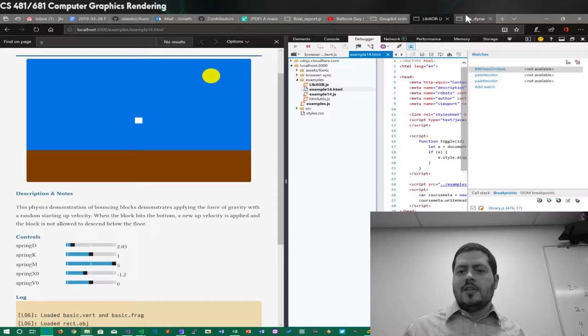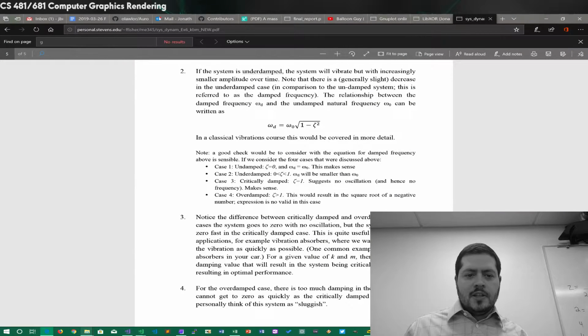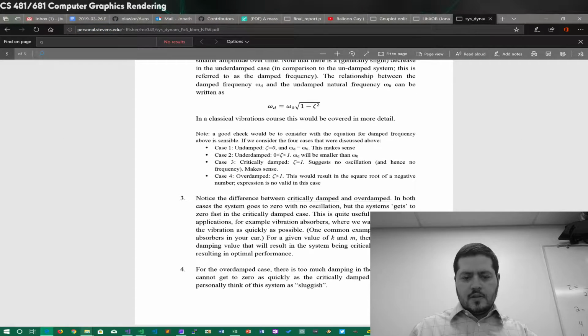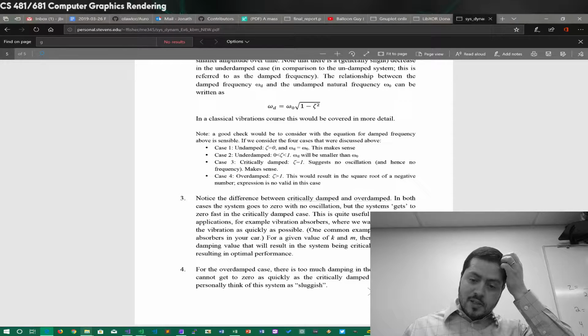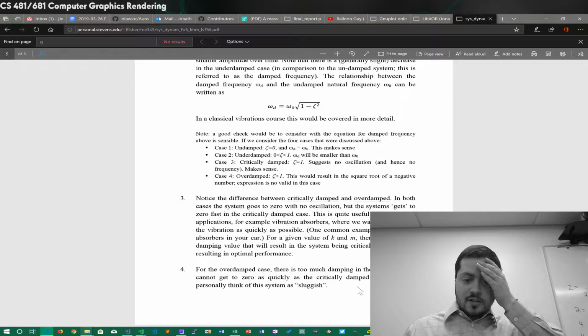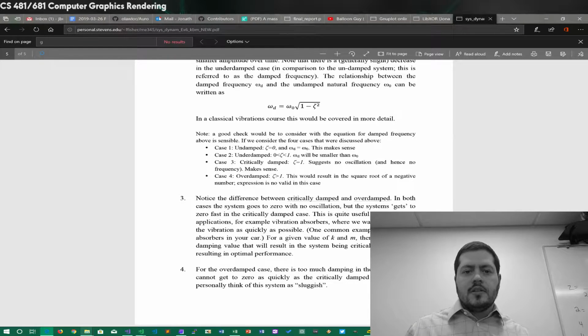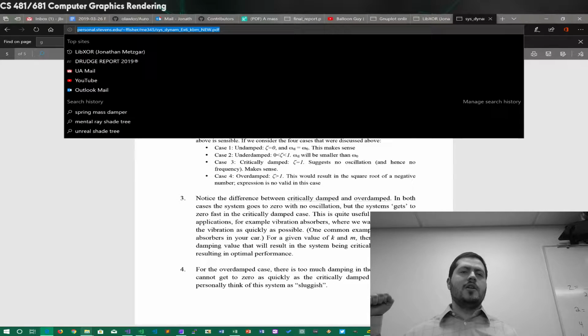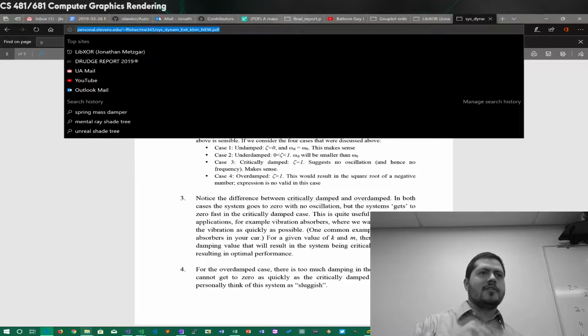So, let's see here. For the over-damped case, there is too much damping in the system and it cannot get to 0 as quickly as the critically damped system can. I personally think of this system as sluggish. I guess it wants to move faster, but it really can't.